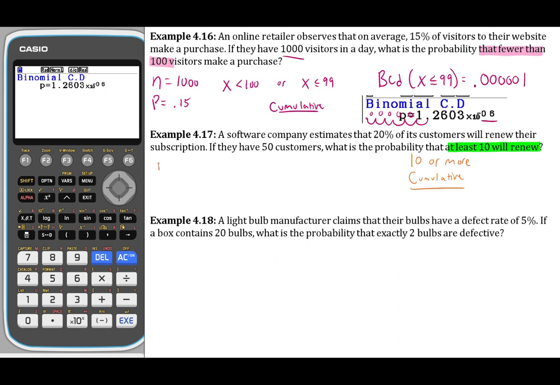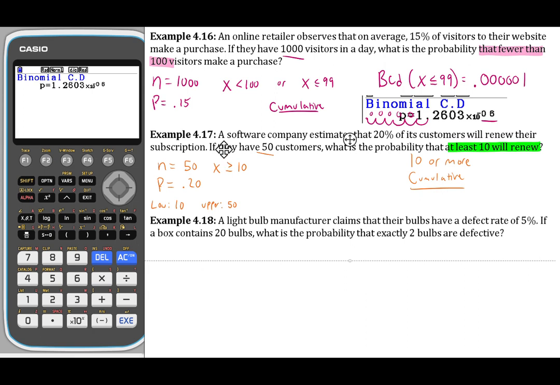So again, I like to write down what we have. We have a sample size of 50, so our number of trials will be 50. The probability that they renew their subscription is 0.2 or 20%, and our x values are greater than or equal to 10. 10 or more. At least 10 means 10 or more, so greater than or equal to 10. That means that our lower value would be 10 and our upper value would be 50. I'm just going to slide this over because I'm going to add a screenshot from the calculator once we get to it.